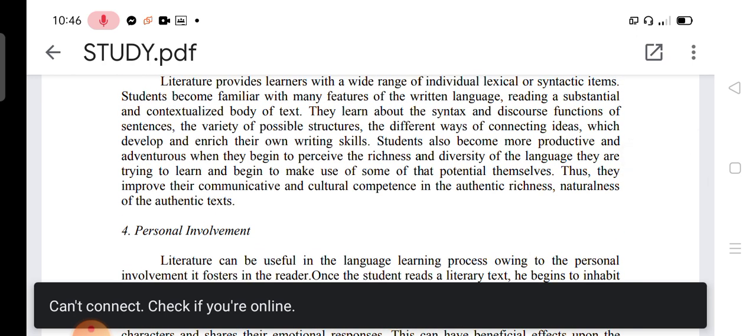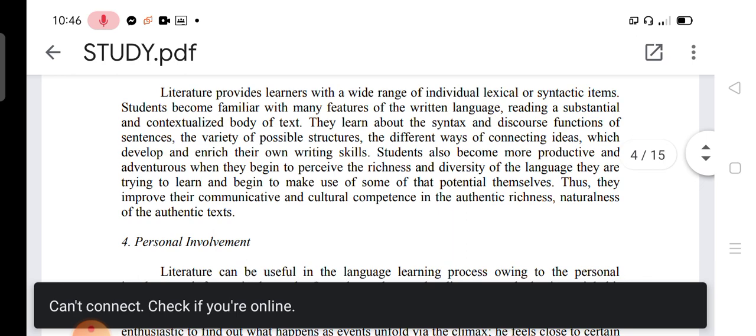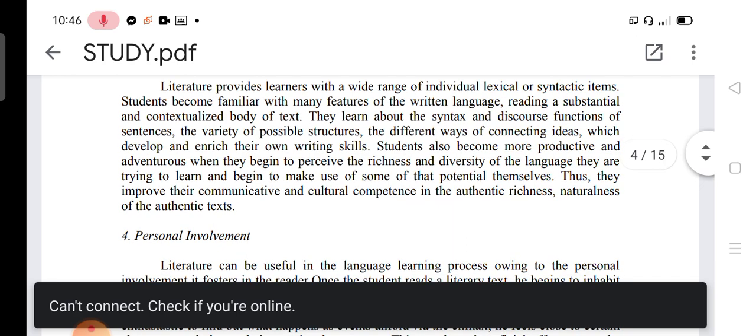Now, the different ways of connecting ideas. How do we connect ideas? Sometimes Filipinos connect ideas differently. British people connect ideas differently. Australians connect ideas differently. That's why we are using literature from the particular target language that we have, which develops and enriches their own writing skills.